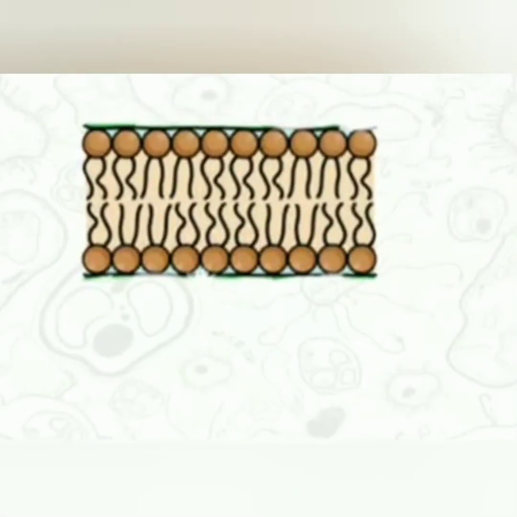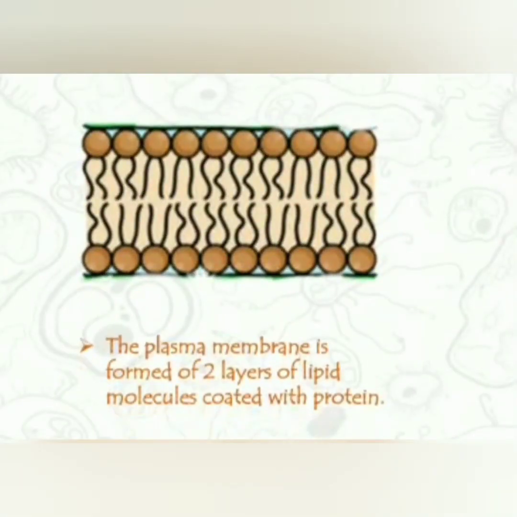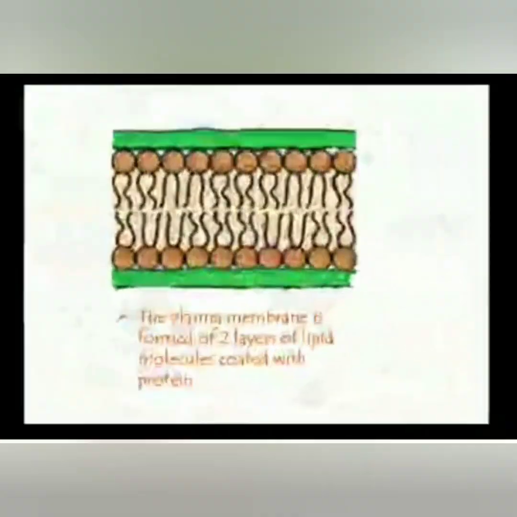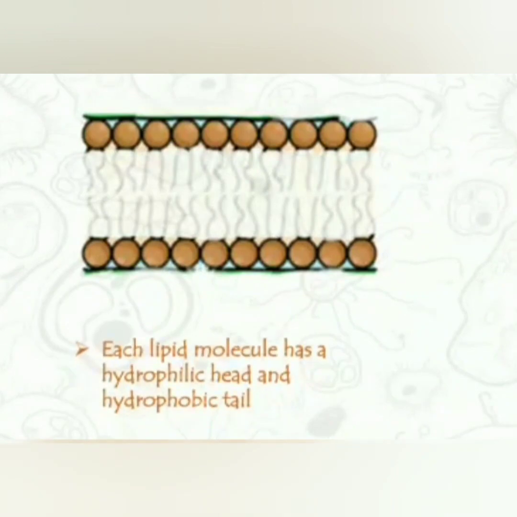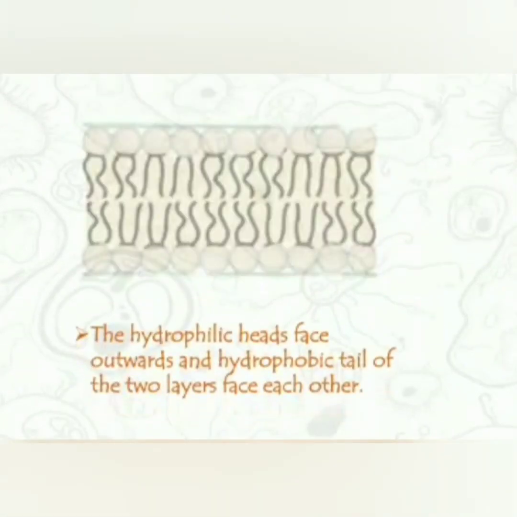According to this model, the plasma membrane is formed of two layers of lipid molecules coated with protein. Each lipid molecule has a hydrophobic tail and hydrophilic head. The hydrophilic heads face outwards and hydrophobic tails of the two layers face each other. This model explains the biological and chemical properties of plasma membrane, but not the surface tension.